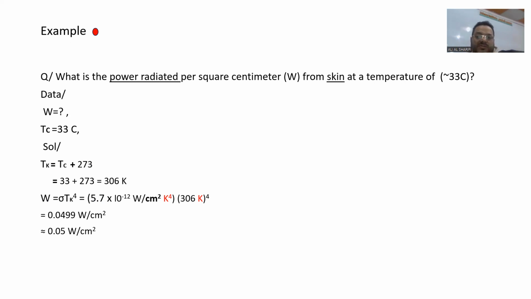That means the distance, because the centimeters will be squared, from skin at a temperature of 33 Celsius. At first, like I said before, we must convert this unit to Kelvin, as written in the function. Here the power radiated is wanted, with temperature 33 Celsius. Let's solve it by using this function. T in Kelvin equals the Celsius temperature plus 273. Convert it and use this function. The result is approximately 0.05 watt per square centimeter. Why is the Kelvin deleted? Because here we have T to the power 4, so Kelvin to the fourth and the Kelvin to the fourth in the denominator delete each other.